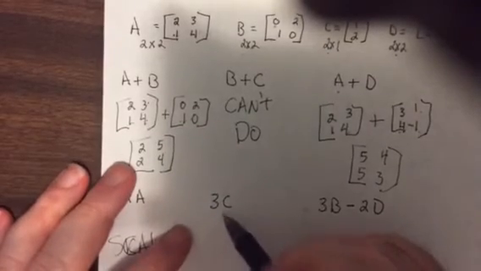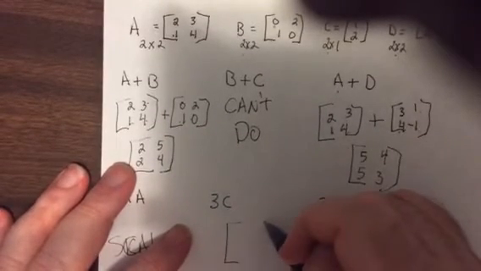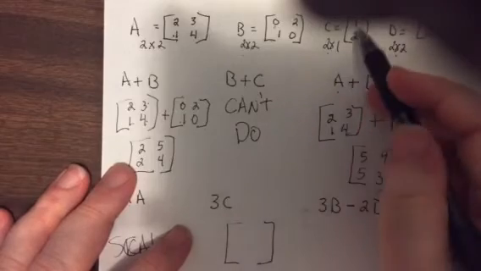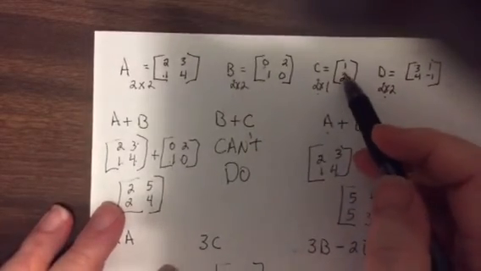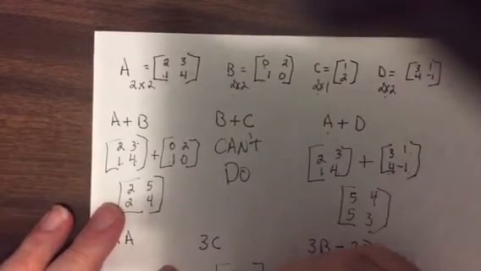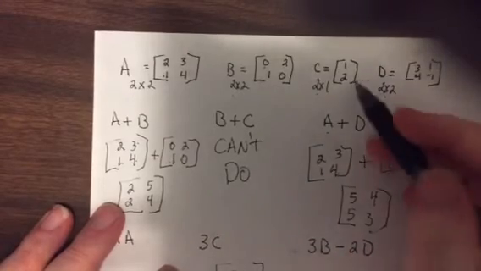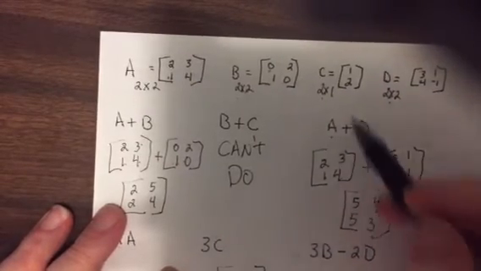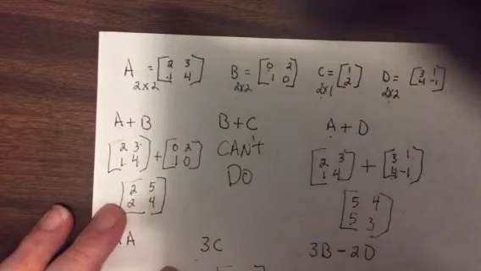So 3C, what would that be? Go ahead and figure it out right now. Okay, C is 1, 2. So that would be 3, 6. 3 times 1 is 3. 3 times 2 is 6.